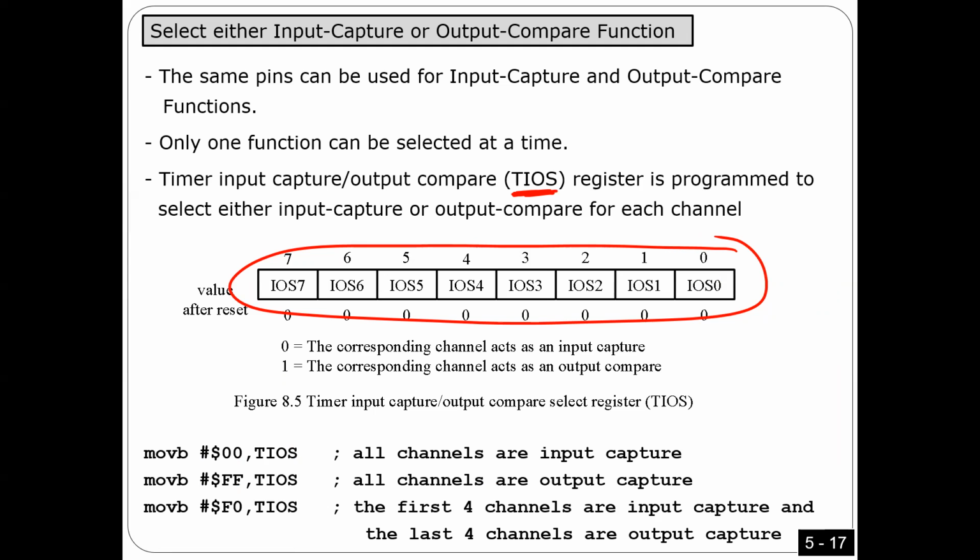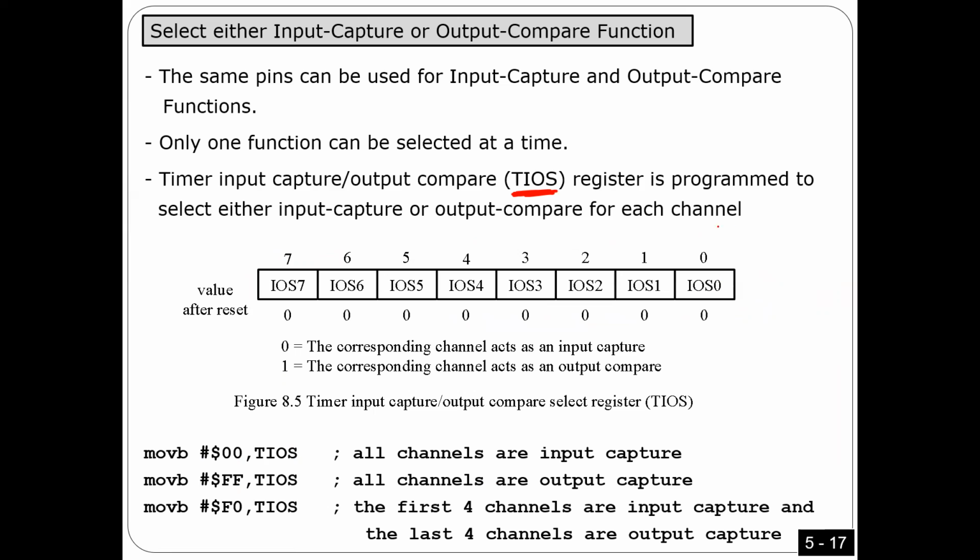8 bits, 1 bit for every channel. Very easy. For example, here, this is channel 0, channel 1, channel 7. So we have 8 channels. All you have to do: if you put 0 here, it means input capture. So if I put 0 here, that means I need channel 0 to be input capture. If I put 1 here, then channel 7 should work as output compare. And that's it, very simple.